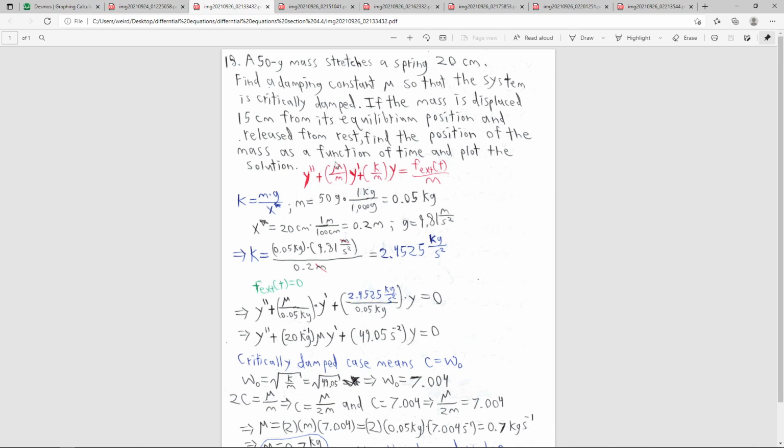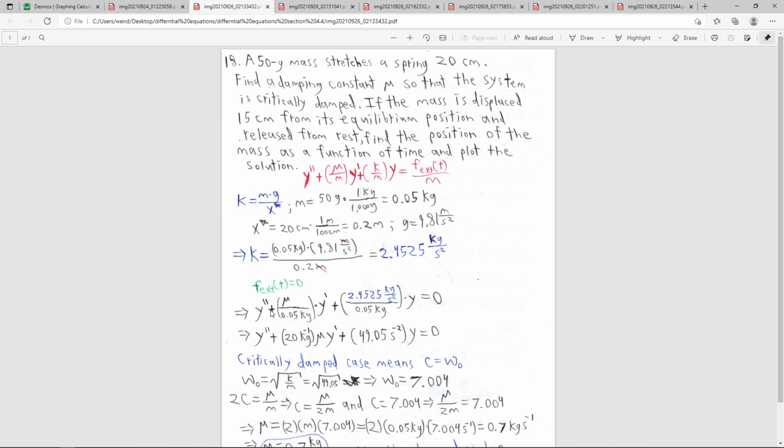We have K, we have M, and we have mu. Well, we have to solve for mu. But with how I did it here, F external of t equals 0, of course. I think a motor is one of the types of things that can be attached to a spring and will further affect the oscillations, but that's a future thing if we get to that. But we can plug in everything except for mu, because we'll solve that in a little bit. The critically damped case means C equals omega naught.